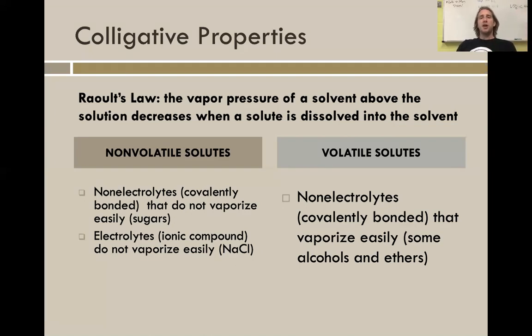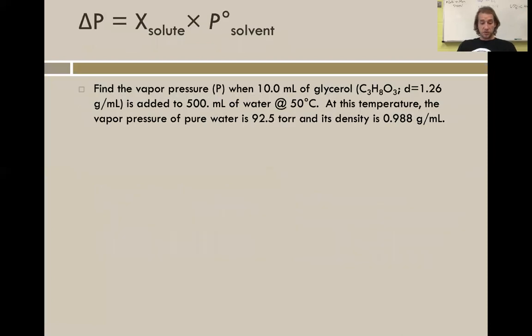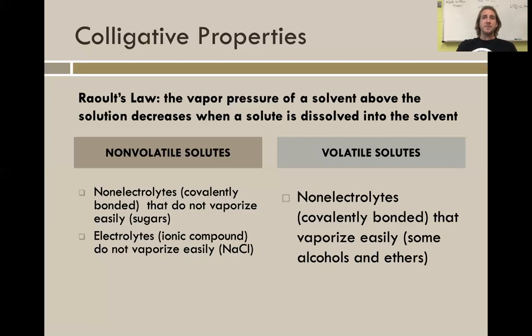The vapor pressure of a solvent above a solution decreases when a solute is dissolved into the solvent. And this makes sense. If you are adding stuff to the solution, you're going to increase the intermolecular forces. You're increasing the attraction between the particles. As a result, fewer of those particles are going to be able to escape into the vapor above the solution, and so we see a decrease in the pressure, typically.